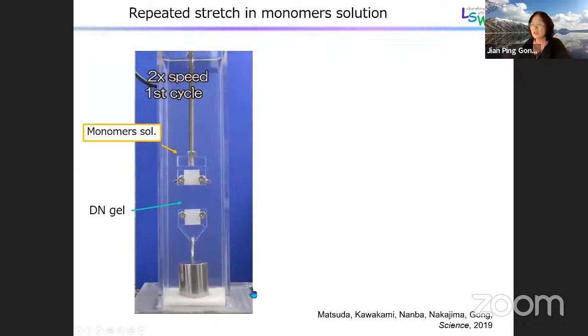So we put the gel here. The gel is highly transparent. It's very difficult to see. And it shows necking. And the baths contain the monomer and crosslinkers.